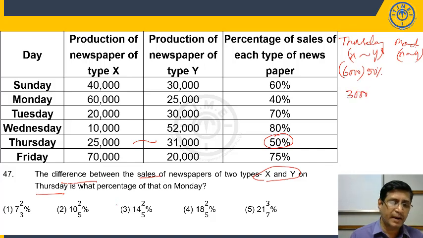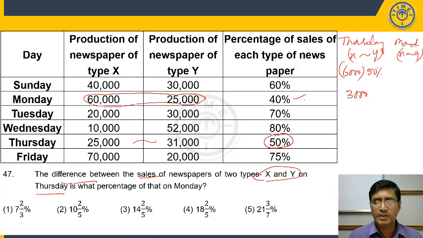So what about the Monday? Monday, if you observe, the difference of these two values is equal to how much? 35,000. So what about the 40% of the 35,000? 35,000 into 40%. Zeros to zero we can cancel, simplify. 4 times 35, it is 140. So what is the result? 14,000.